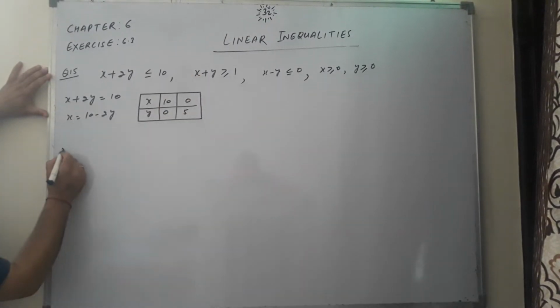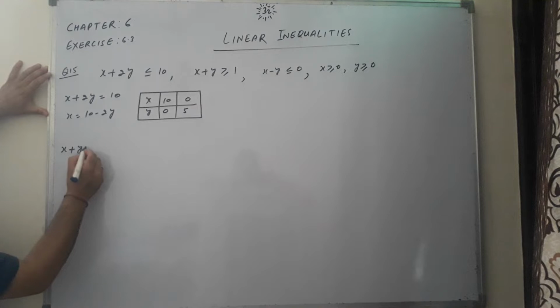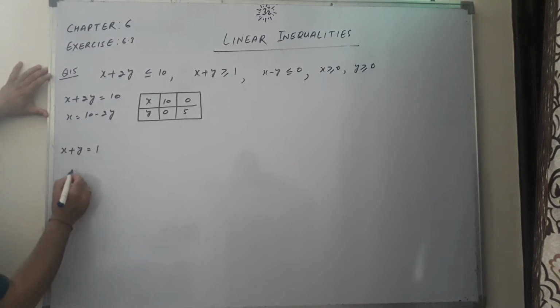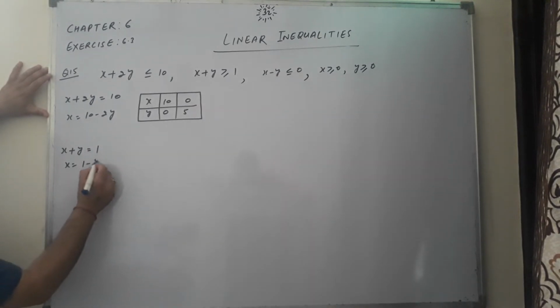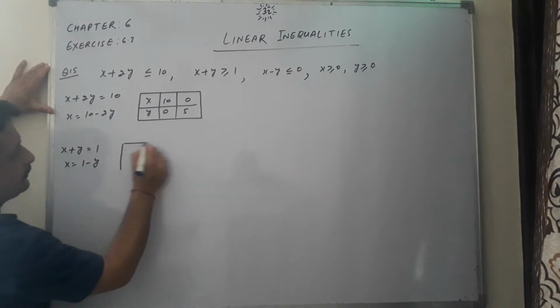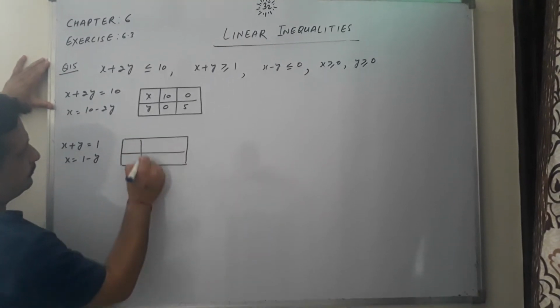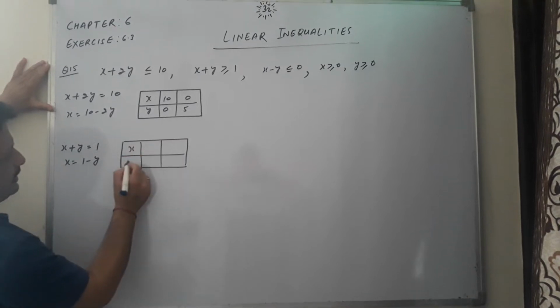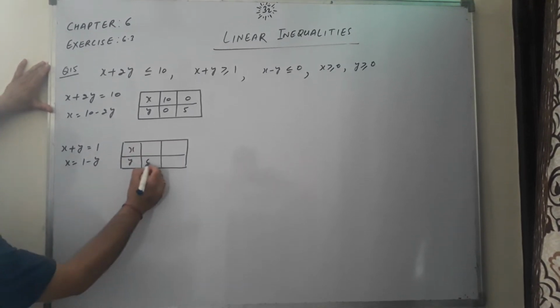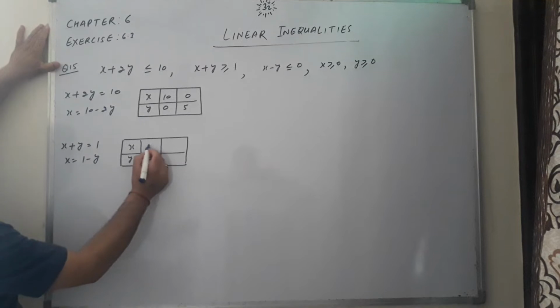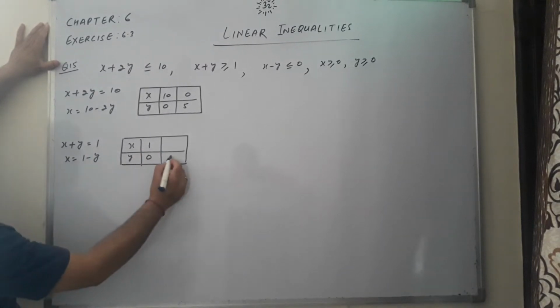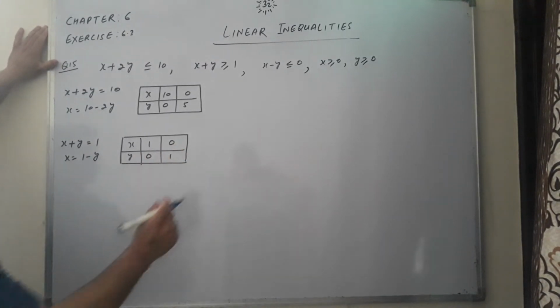Coming to the second, we will write it in the form of an equation, that is x is equal to 1 minus y. Now here students, x, y, we will take the value of y as 0. The value of x will come as equal to 1. If y is 1, this will come as equal to 0.